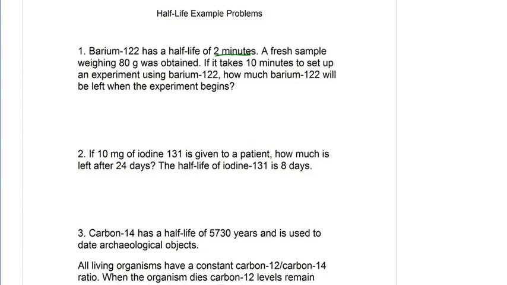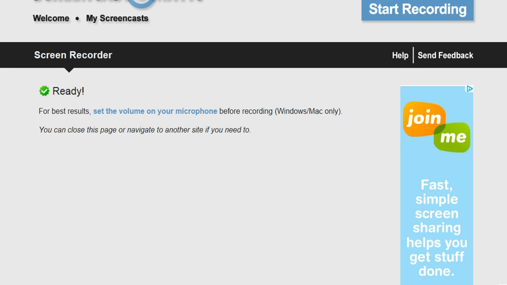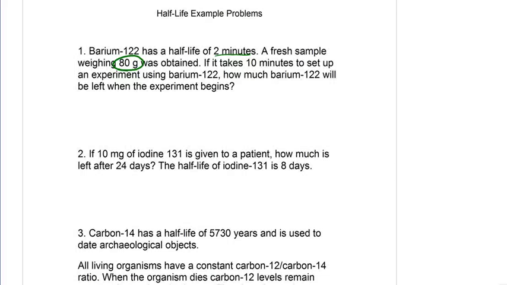And you have a fresh sample that weighs 80 grams, so I'm just going to identify some pieces here. Let me go back to my board there. Okay. And it takes 10 minutes to set up an experiment using it. How much barium-122 will be left when the experiment begins? So this is very realistic, because let's say you do work with radioactive material in an experiment, you need to know how much you need to buy, because guess what? By the time you actually get it, you're only going to have so much of it left. So you do need to overbuy.